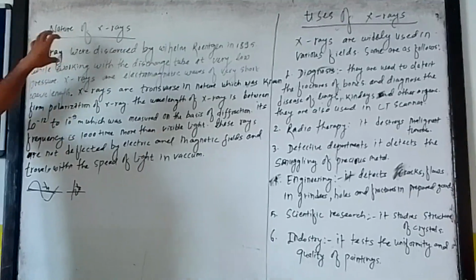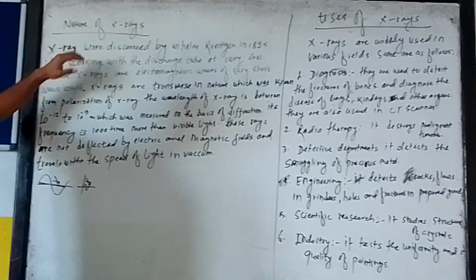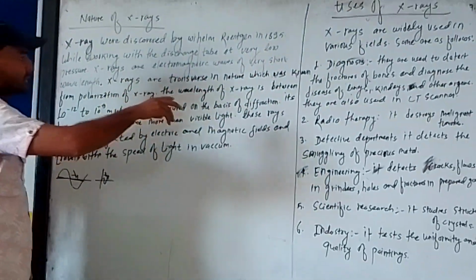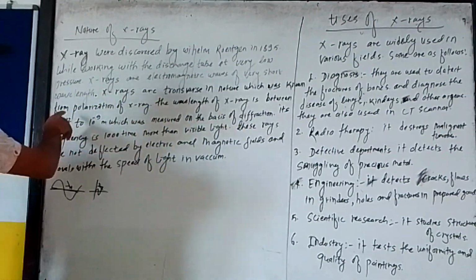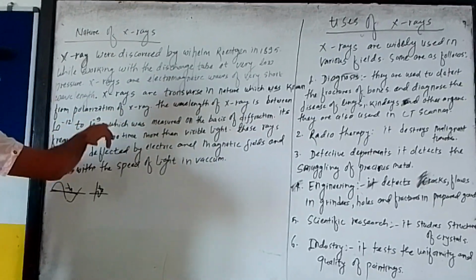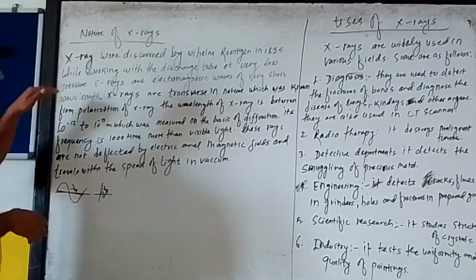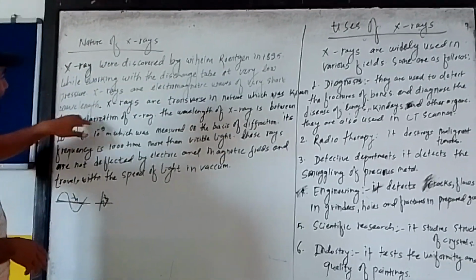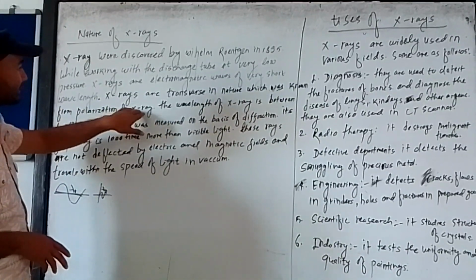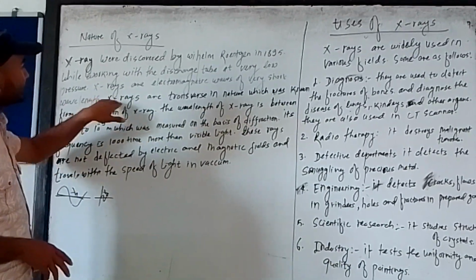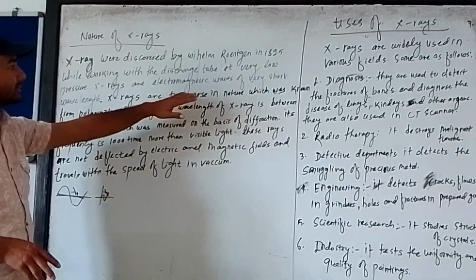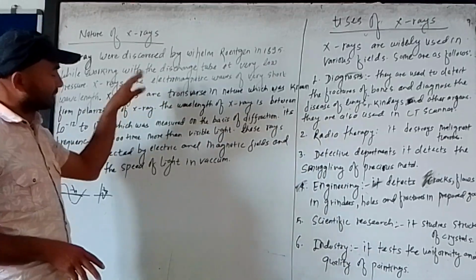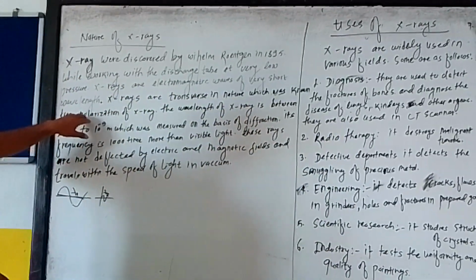Here it is talking about the nature. So you can see here some nature of X-rays. X-rays are transverse in nature, which was known from the polarization of the X-ray. Many scientists experimented with the polarization properties of X-rays and found they were transverse in nature. So how did they know the X-rays were transverse in nature? With the help of polarization.